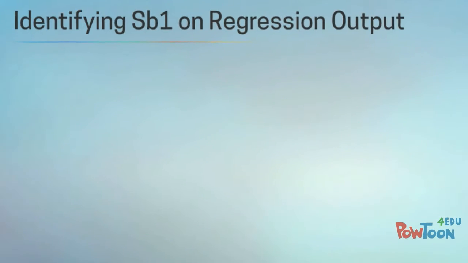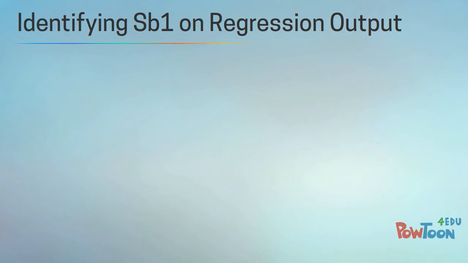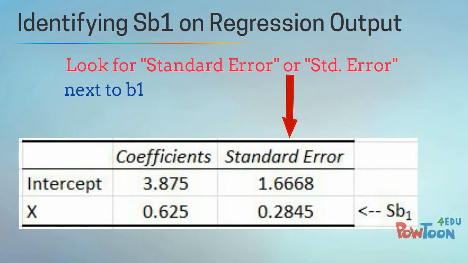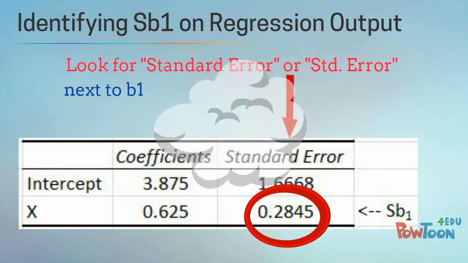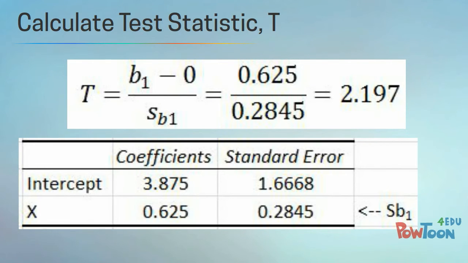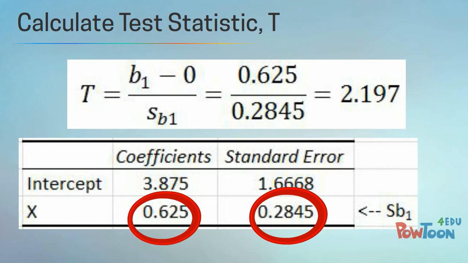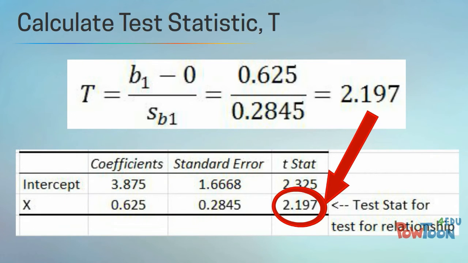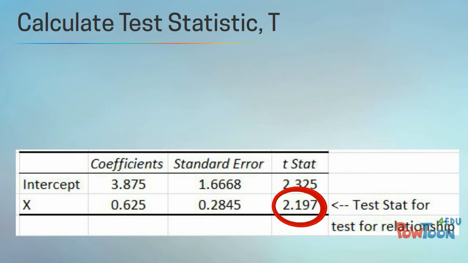The value for sb1 is always part of the regression output from any statistical software or from Excel and is often found next to the estimate of b1 under a column labeled standard error or std. error. In our example from Excel, we see the standard error of b1 has value 0.2845. Thus, we can calculate the test statistic t equals b1 minus 0 over sb1, which equals 0.625 divided by 0.2845, which equals 2.197. This value, incidentally, is also shown on the regression output, usually under t or t-stat, depending on the software. For example, in Excel, we see a column to the right of the standard error called t-stat.